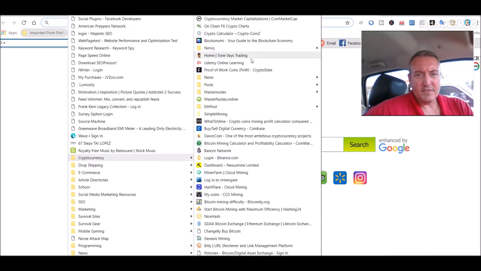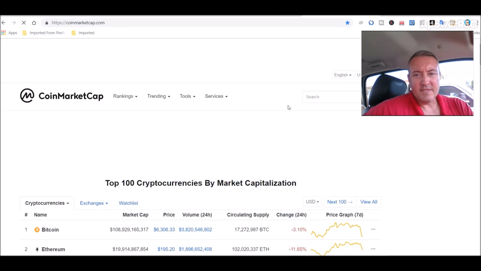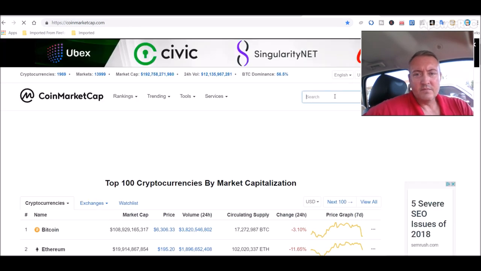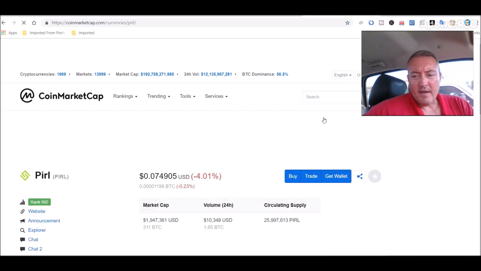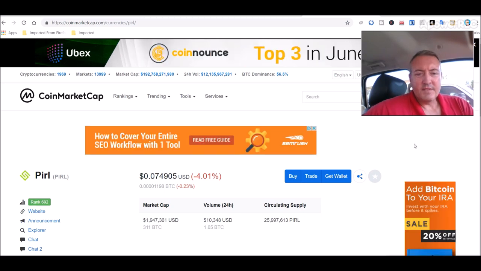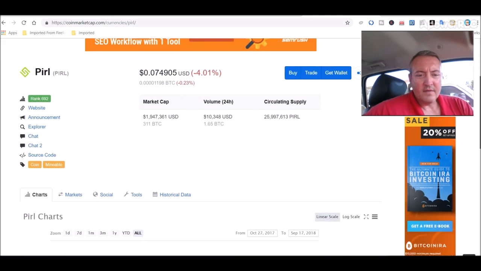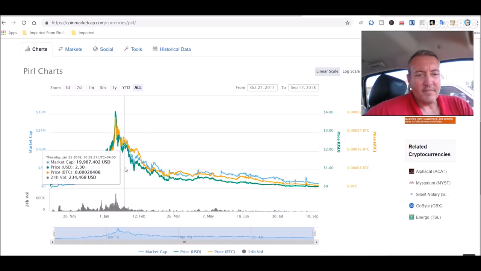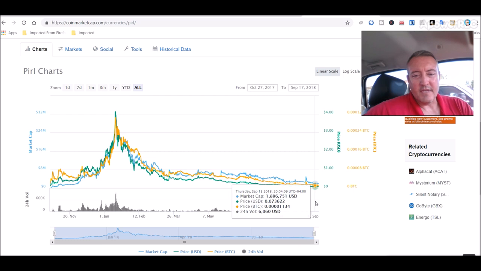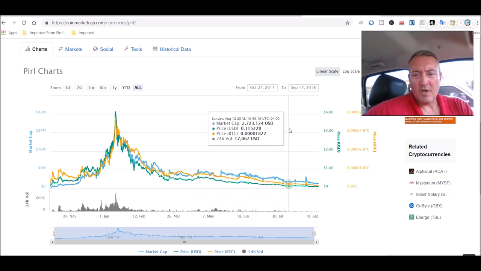Let's see what PIRL is doing right now. I think it was only 7 cents last time I checked. Yeah, so we're sitting at about 7.5 cents, but it does have a nice upside. At the height, of course, I don't see it going back up that high. $2.30, I mean, what was it? Over 350, 365, over $4. And it's all the way down to 7.5 cents right now. So I'm hoping that could be like a little sleeper.